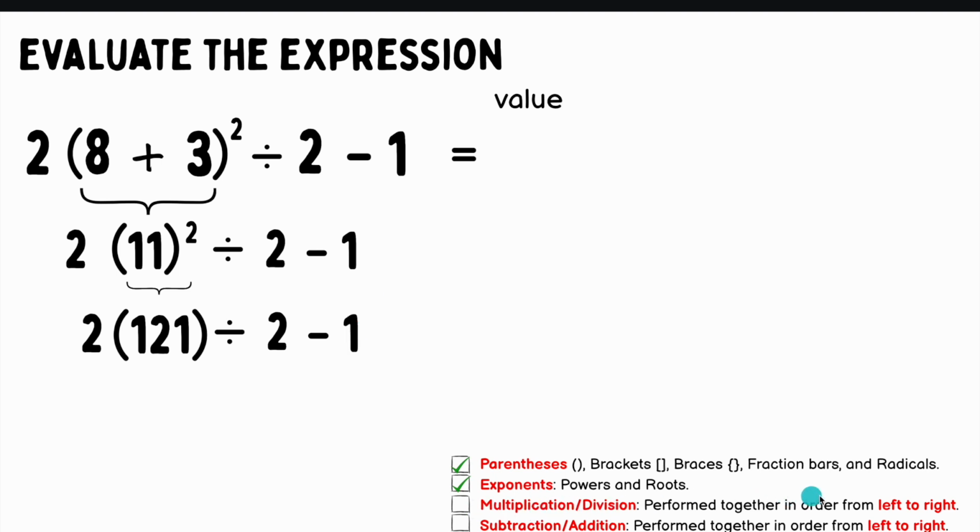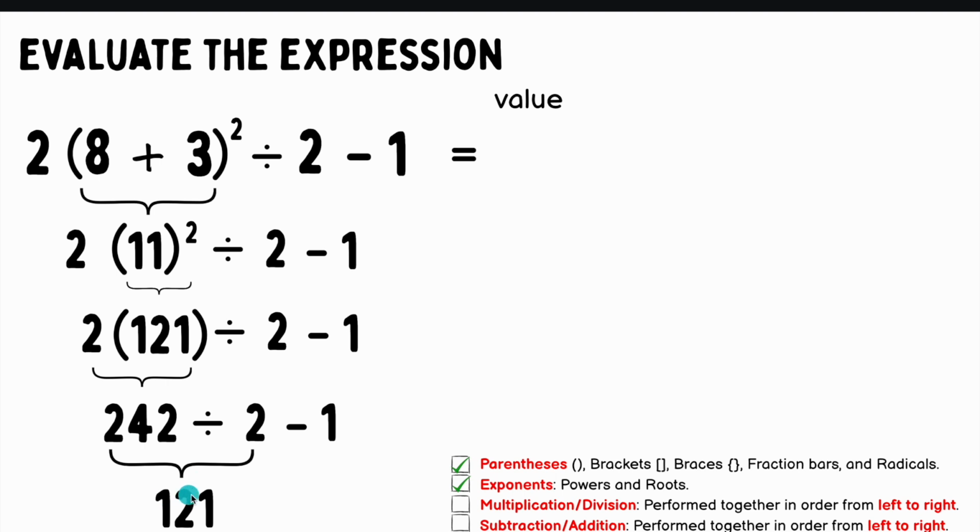Multiplication or division performed from left to right. I notice that I have multiplication and division, so I will perform this from left to right. 2 times 121. That equals 242. Let's bring everything down. Divided by 2 minus 1. We still need to continue with multiplication or division. We have division right here. 242 divided by 2. That equals 121. We are finished with multiplication or division.